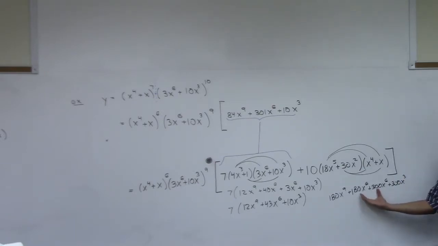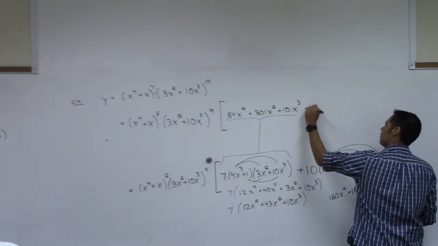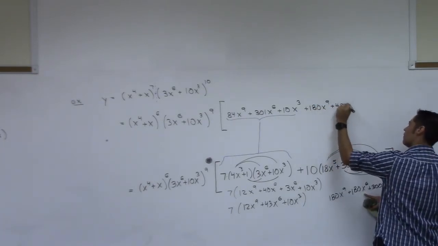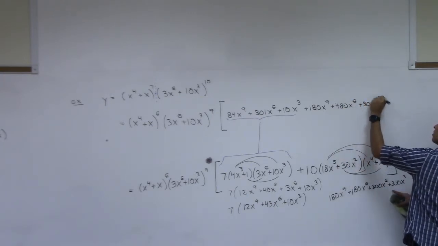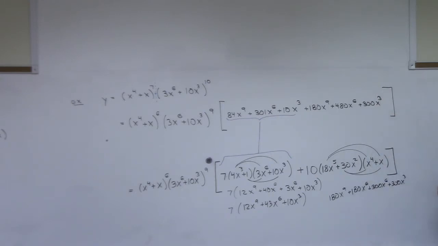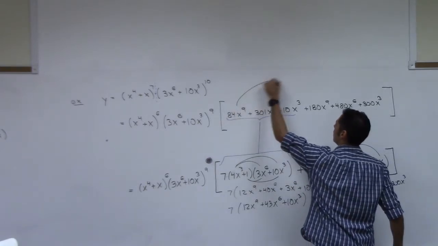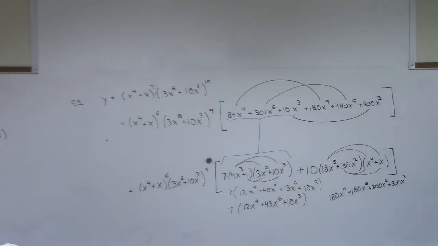I'll put these two together, that's 480x to the 6th. So I'll have this, plus 180x to the 9th, plus 480x to the 6th, plus 300x cubed, and I can now close the bracket. And we would be one line away from the end, because this in here has like terms in it, right? You could put these two together, those two together, and those two together. Yeah?